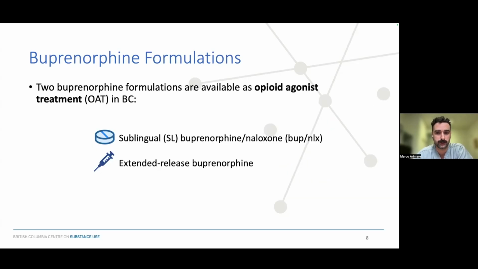So there are two formulations of buprenorphine that are commonly used for opioid agonist treatment in BC. We have our sublingual buprenorphine/naloxone, and then we have extended release buprenorphine. There are numerous formulations of extended release buprenorphine that are available around the world. In BC and in Canada, Sublocade is what is available and what we will be discussing today. And when I refer to extended release buprenorphine, that's what I'm talking about in this context.